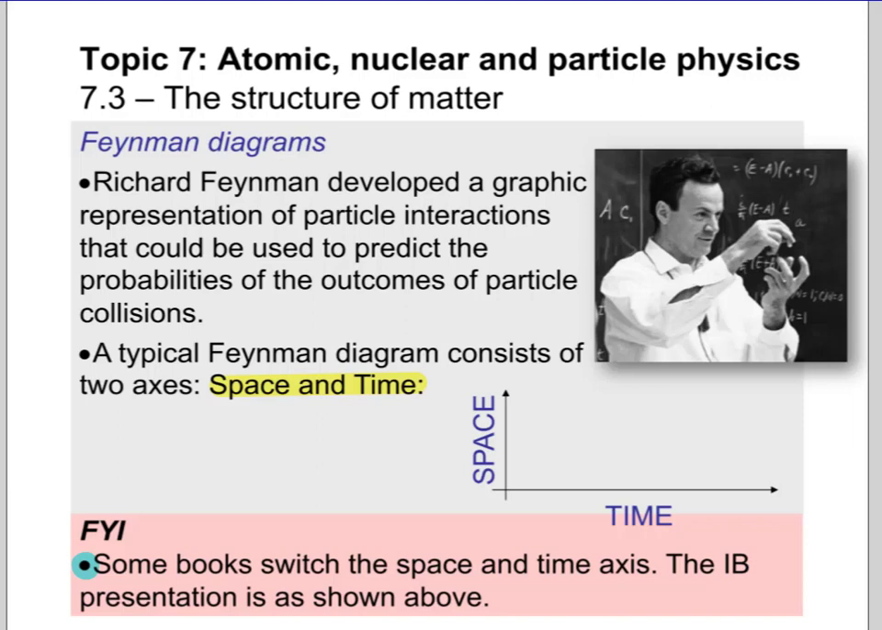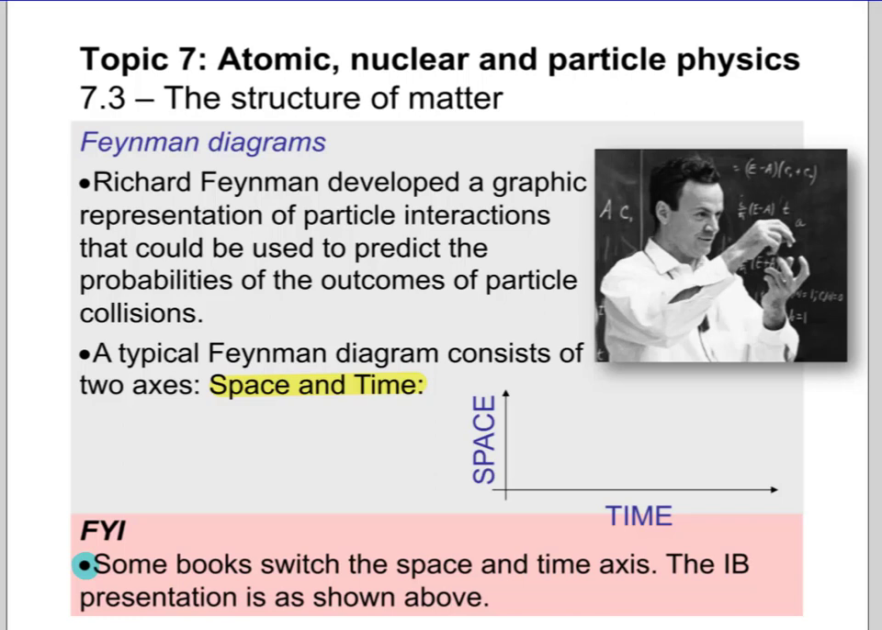All right. Today's discussion is Feynman diagrams. I apologize for the raspy voice, but we'll do the best we can here. So, Feynman developed a graphical representation of particle interactions you could use to predict the probabilities of the outcomes of particle collisions. So, this is a very simple technique with a lot of really profound and deep meaning in it.